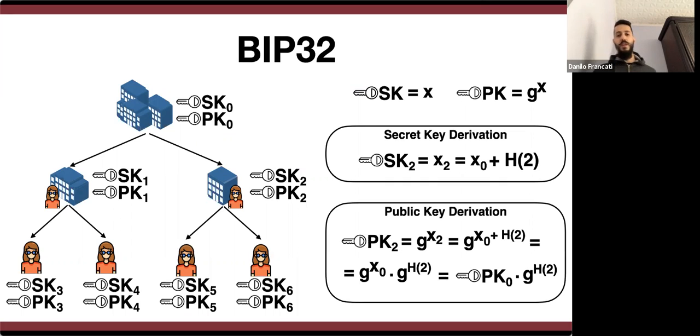There is also a public key derivation. The public key, according to the secret key derivation, must be of the form g to the x0 plus the hash of 2. This is the public key of user 2. This public key can be entirely computed using public information, because you can just take the public key of the root node and multiply it by g to the hash of 2, where the hash of 2 can be computed without using any secret information, because 2 is just an alphanumeric string.